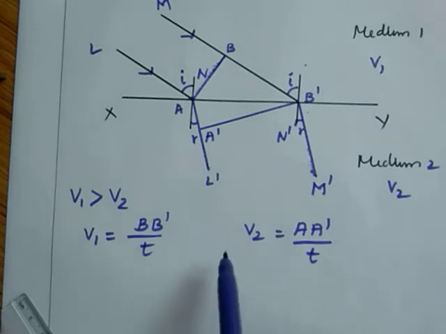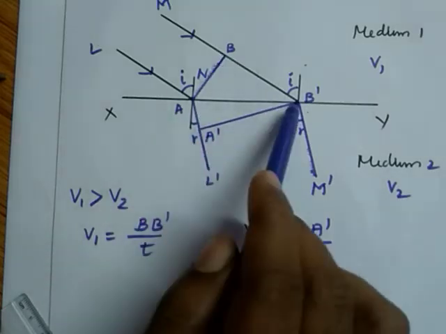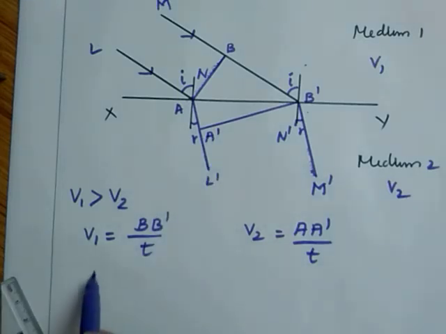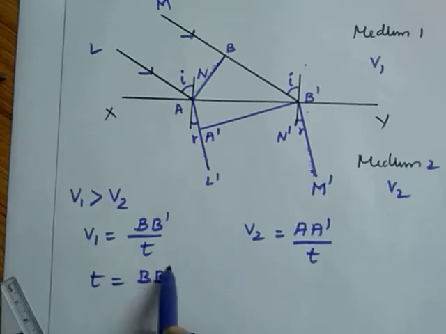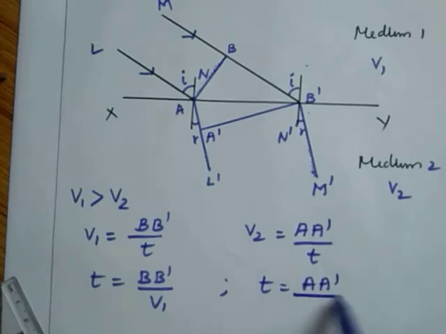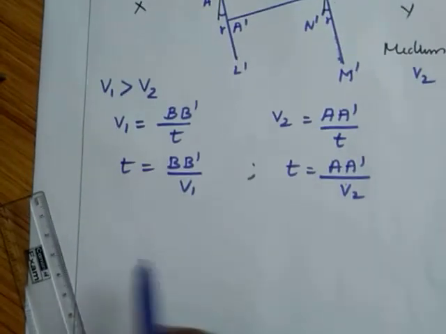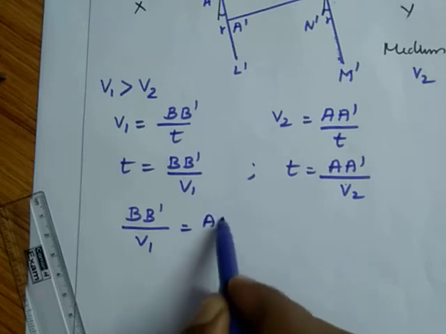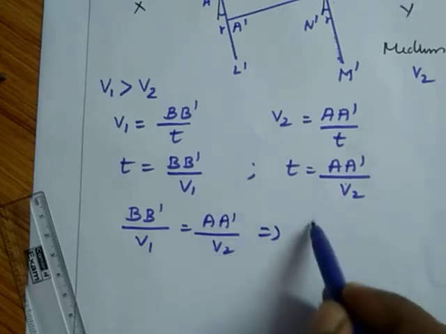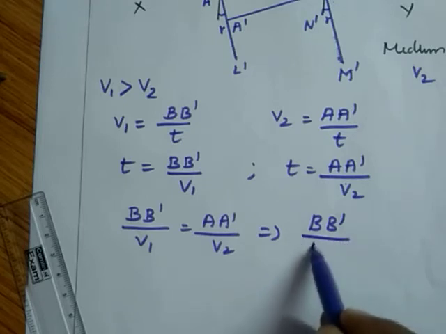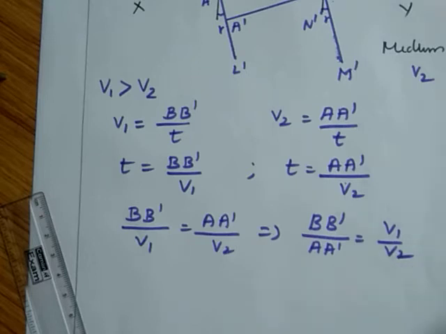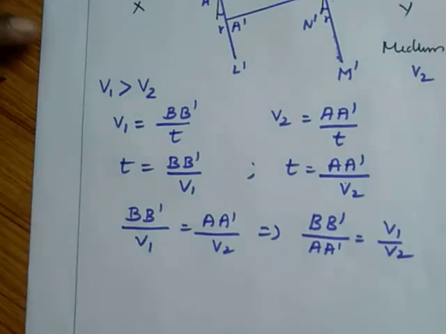I already mentioned the time taken to cross the distance BB' is equal to that for AA'. So we can write T is equal to BB' by V1, and T is equal to AA' by V2. Equating these two, we get BB' by V1 is equal to AA' by V2. After solving this, we get BB' by AA' is equal to V1 by V2.